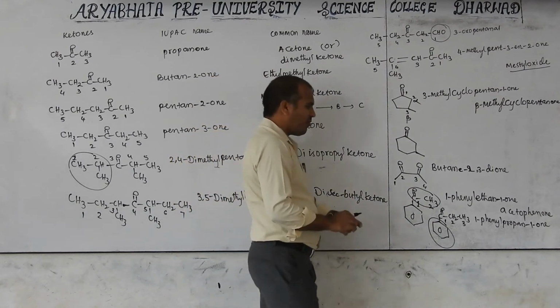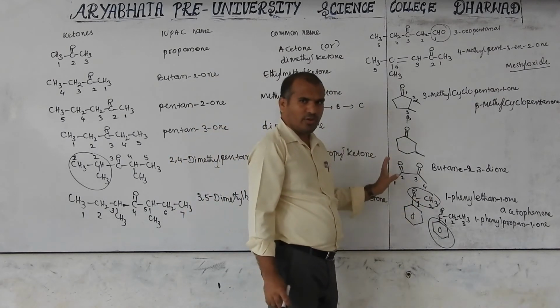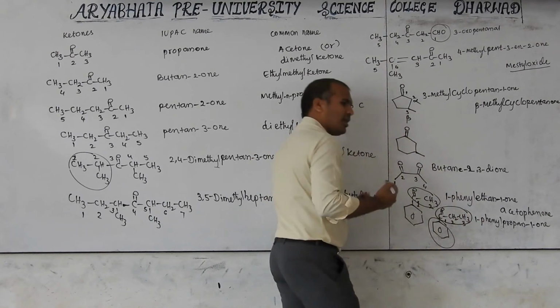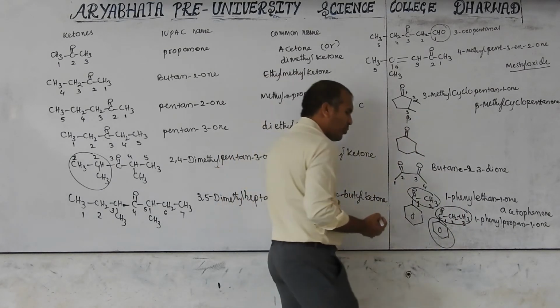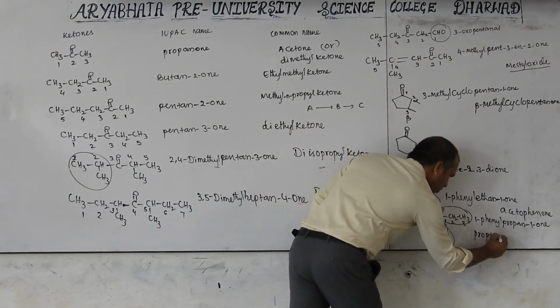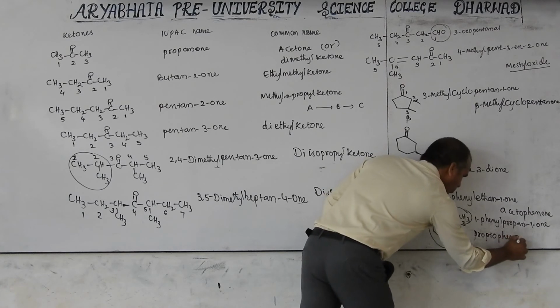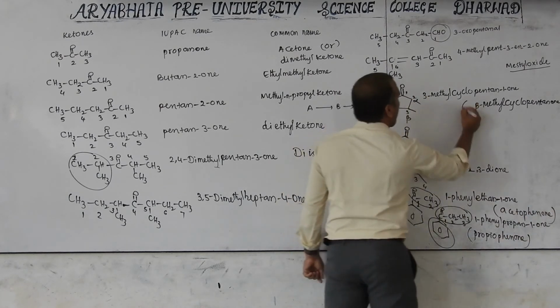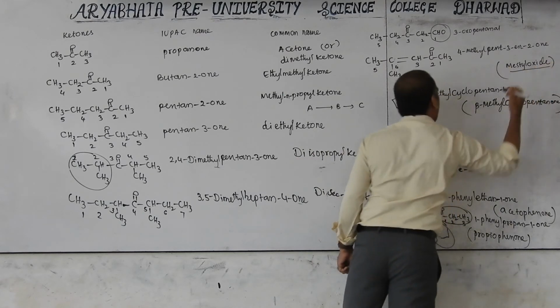Common name, what is that? First the acyl group name followed by phenone. What is the acyl group here? 3 carbon acyl group name, what is that? Propio. So, propiophenone. This is a common name. I am writing the common name in brackets here.